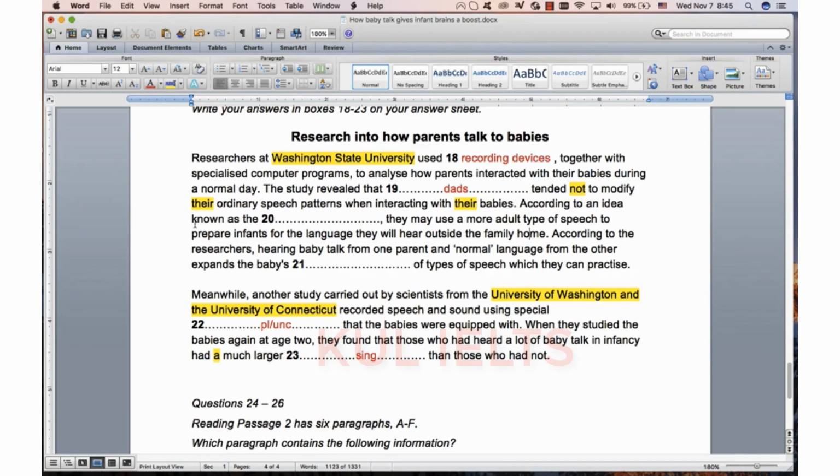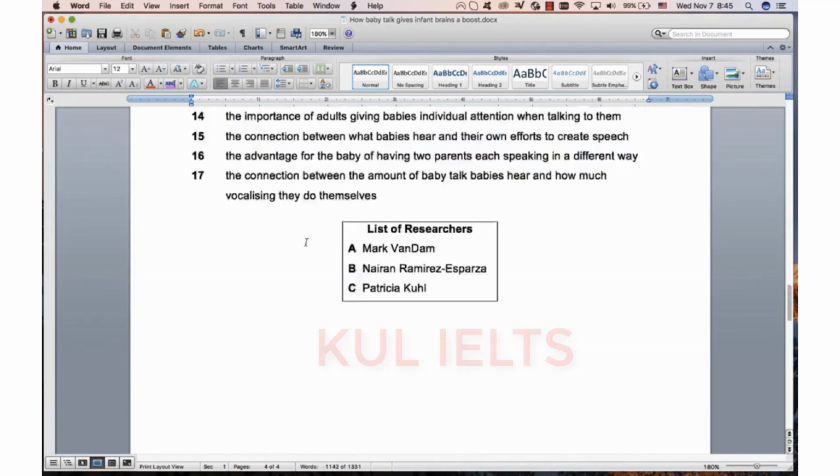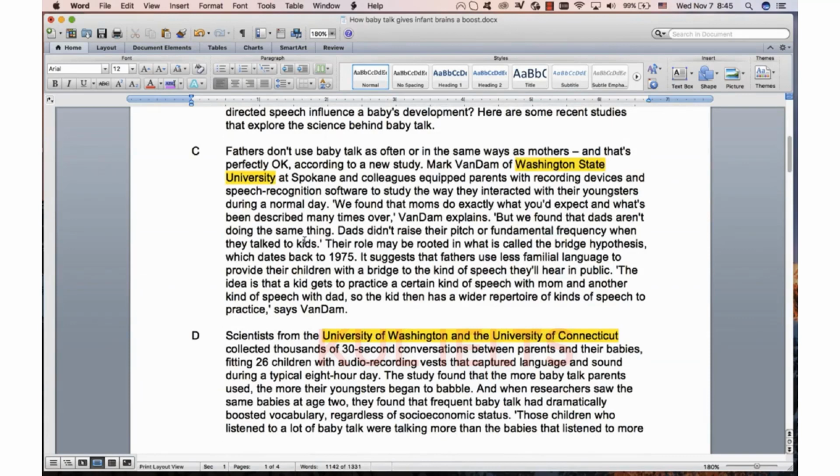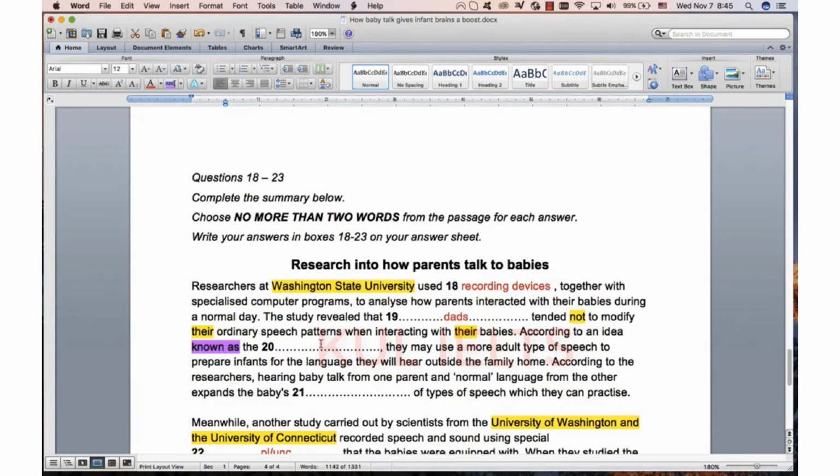According to an idea known as the. Now this I always like to highlight. That often gives you a clue. Please remember all the synonyms for this. Known as, is called, is referred to as, is termed. Those are the four main ones. What is known as? An idea known as the. Can you see the known as? And there it is over there, is called. What is it called? The bridge hypothesis. So really, if you saw the known as, is called, it's very straightforward again.